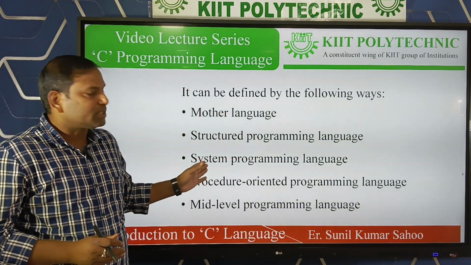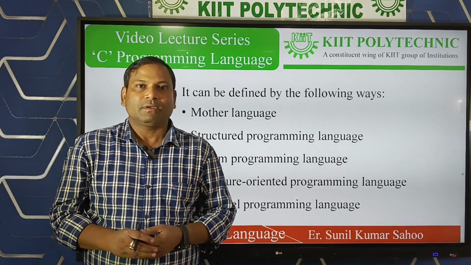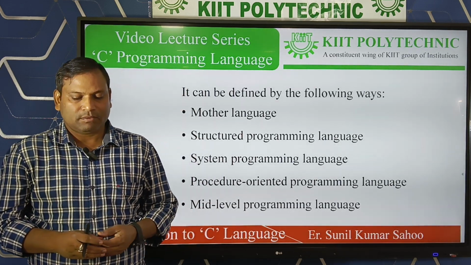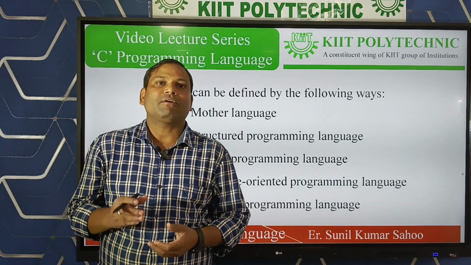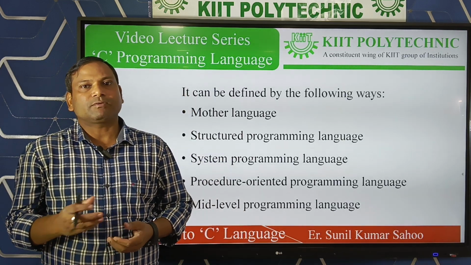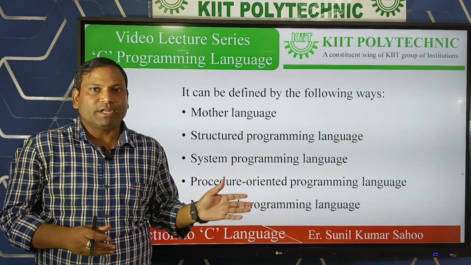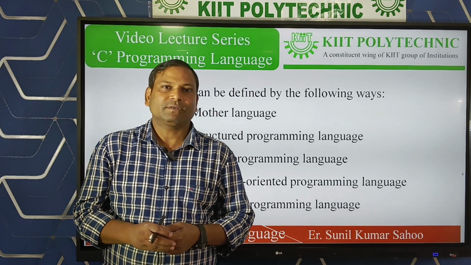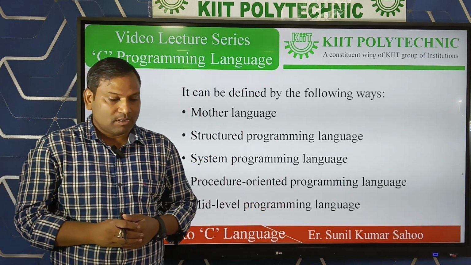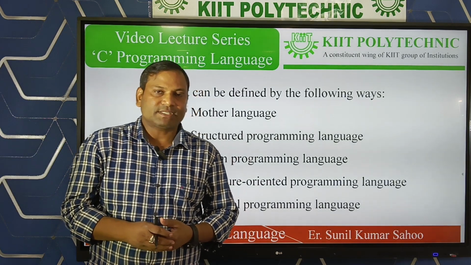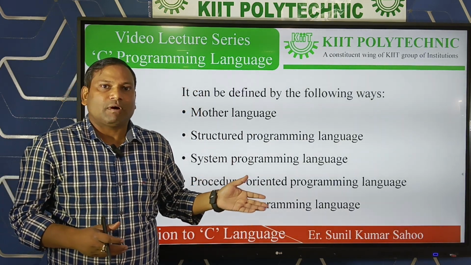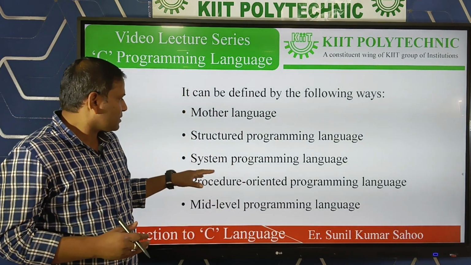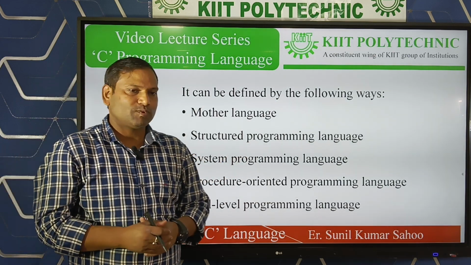Third one is system programming language. Through C language, most of the system softwares are developed. For example, Unix, it is an operating system. The operating system is also known as system software. That Unix operating system was developed through C language. Apart from this, some of the compilers, device drivers and kernels are also developed through C language. That's why C language is also known as system programming language.